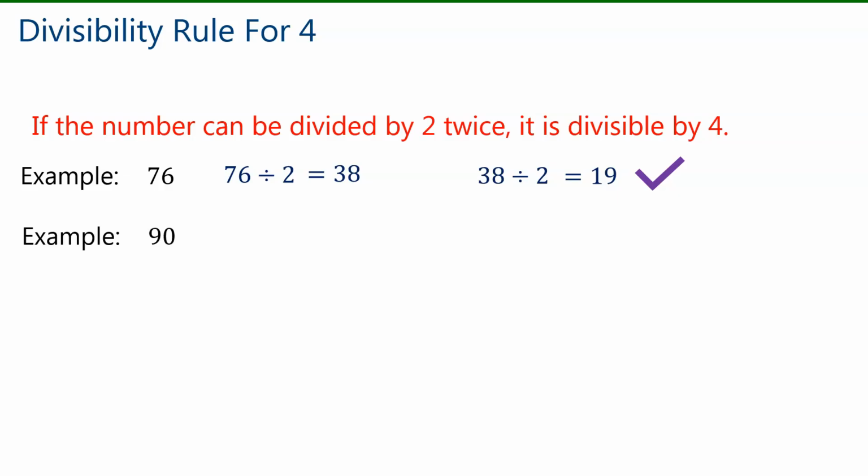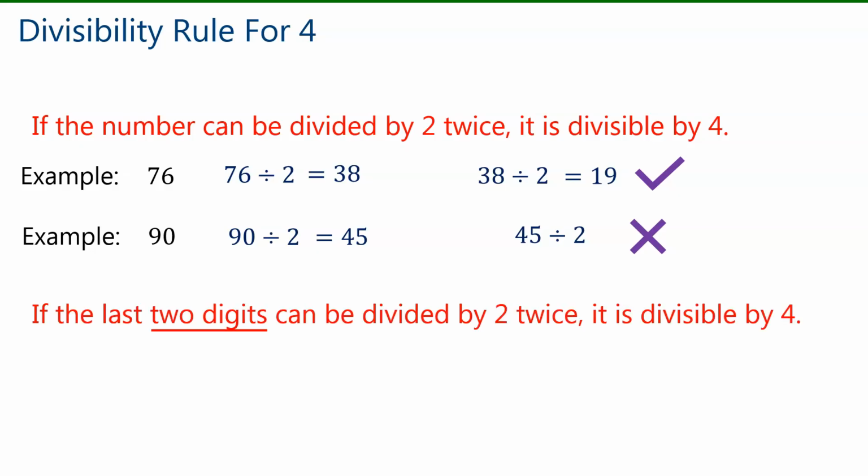Now let's look at 90. If I divide 90 by 2, I get 45. Now if I try to divide 45 by 2, I can't do that because 5 is odd. Now I'm going to change this rule a bit to say that if the last 2 digits can be divided by 2 twice, then it's divisible by 4.